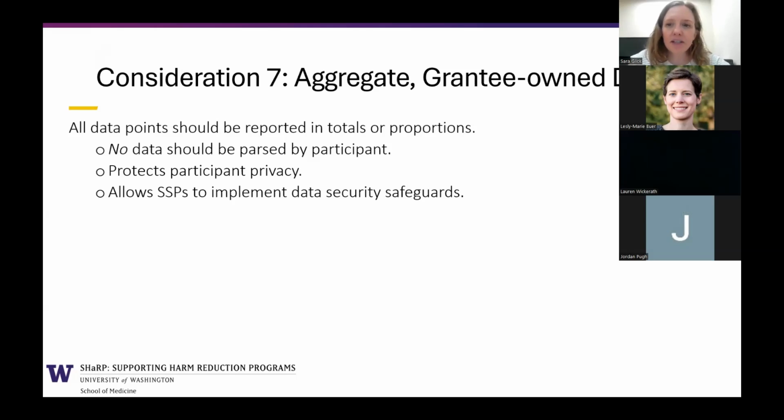The seventh consideration is that all data should be reported to grantors or funders or other reporting entities in totals or proportions, and that's what we call aggregate data. That is opposed to what we call line by line data, that is data that's parsed out by individual participants. And so we ask that data be collected in aggregate in order to protect participant privacy and allow SSPs to implement data security safeguards.